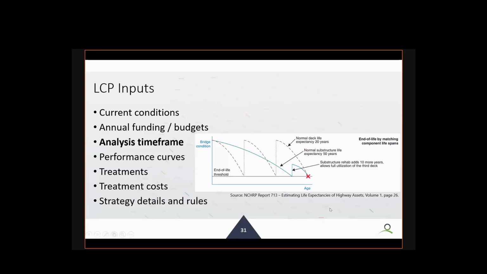But we do encourage folks to run these at least 20 years, sometimes 30 years, and with some models for bridges and even within spreadsheets, it doesn't require a bridge management system. They can run these life cycle plans out 100 years or more, and some states did for their asset management plans.